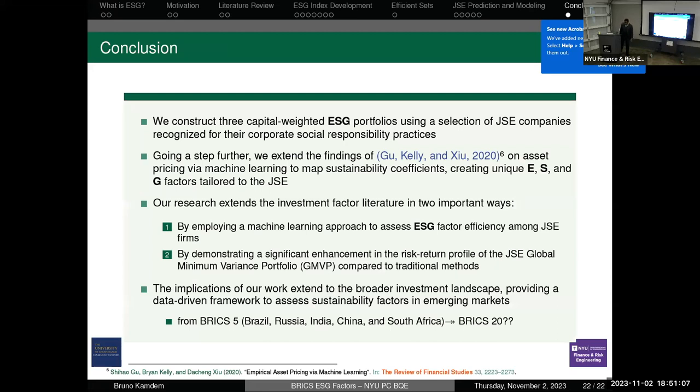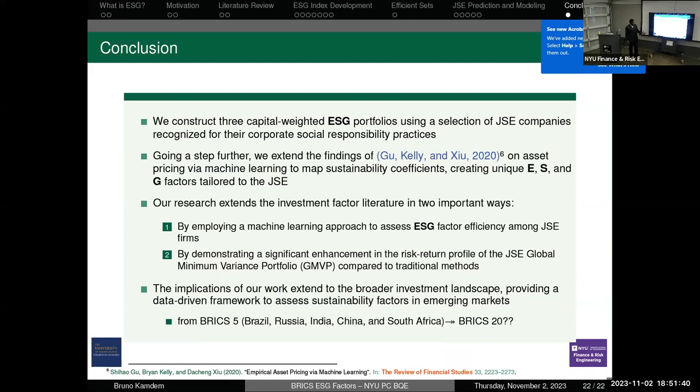So in conclusion, what we've done, as we discussed earlier, is construct three capital-weighted ESG portfolios using a selection of Johannesburg Stock Exchange companies recognized for their corporate social responsibility practices. Most of them are present within the BRICS countries, which are Brazil, Russia, India, China, and South Africa. And then, going a step further, we extend the findings of this paper.